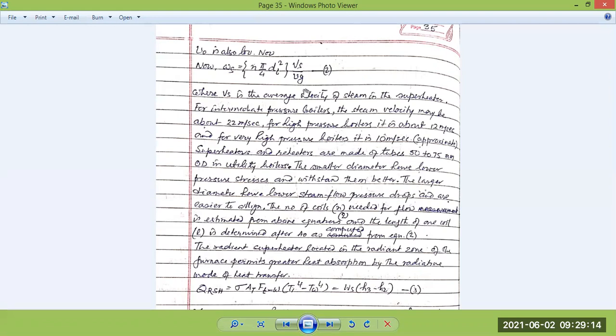For intermediate pressure boilers, the steam velocity may be 22 meters per second. For higher pressure boilers, it is about 12 meters per second, and for very high pressure, it is approximately 10 meters per second. The supercritical reheater is thus made of tubes of 50 to 75 millimeter OD, to tolerate the higher pressure stresses.